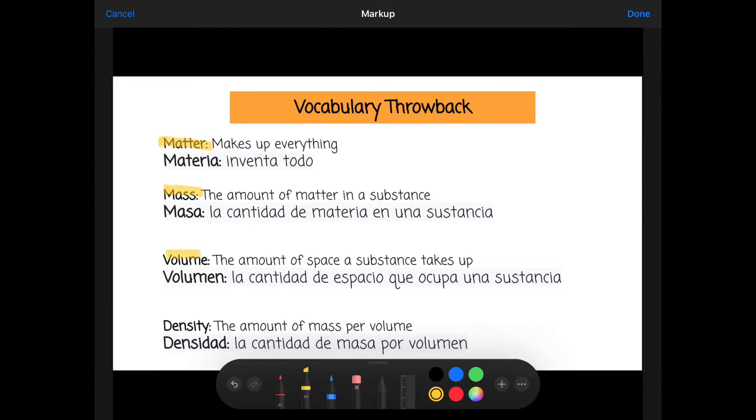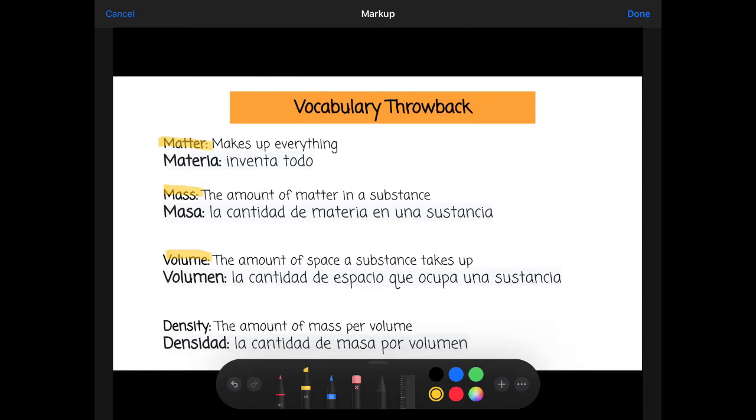Next up, we've got volume, which is the amount of space a substance takes up. So remember, volume, a pool would have a different volume than the ocean, right? It takes up a different amount of space. This is a tough one. Volumen, la cantidad de espacio que ocupa una sustancia.